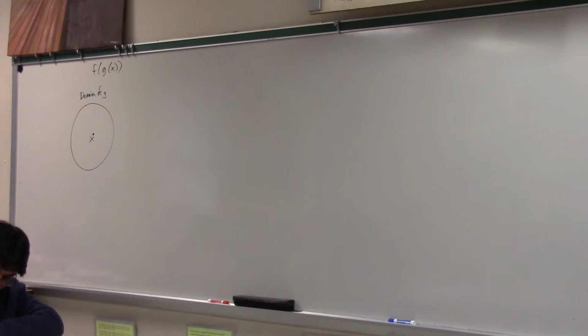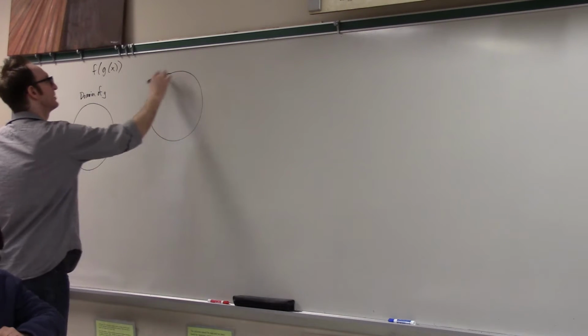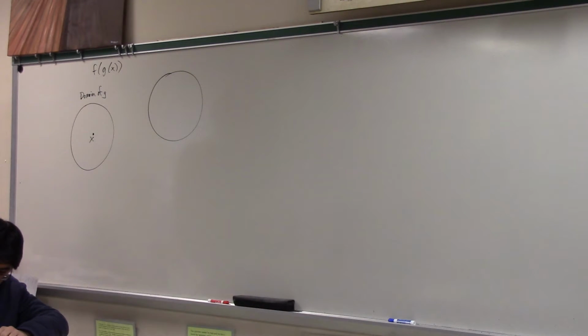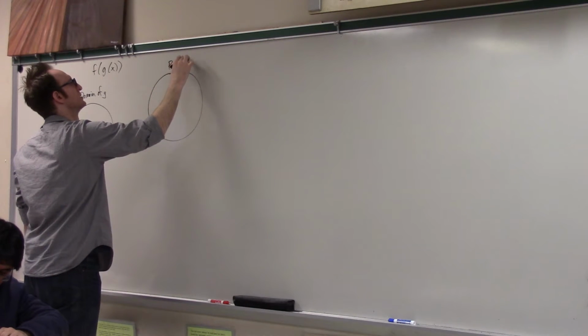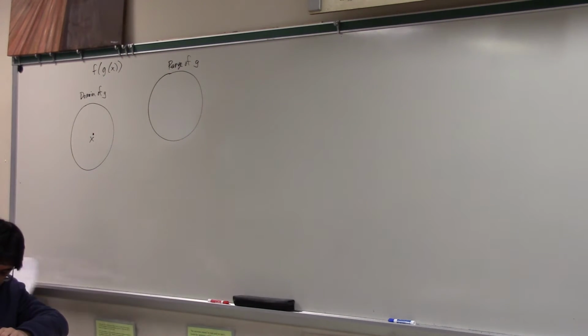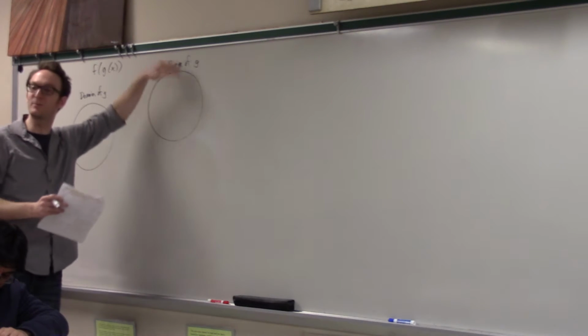And what happens when x goes into g is it gets transformed in some kind of way, right? And so we can draw, I hope you drew these kinds of pictures with Giles last year, at least a couple times. Over here, what we have is the range of g. So this is the set of all possible inputs to g. This is the set of all possible outputs.